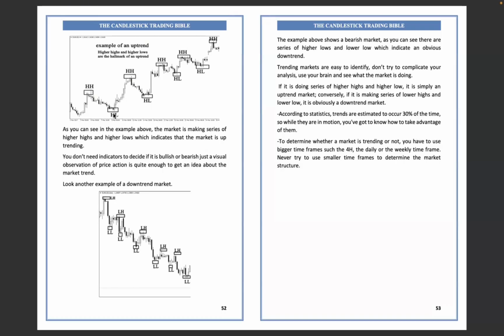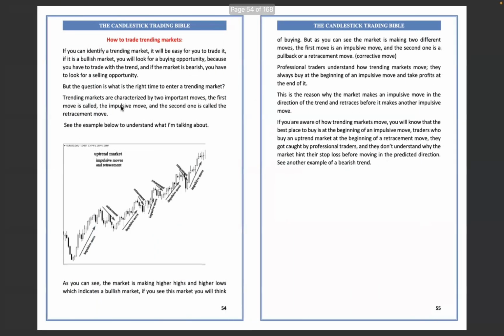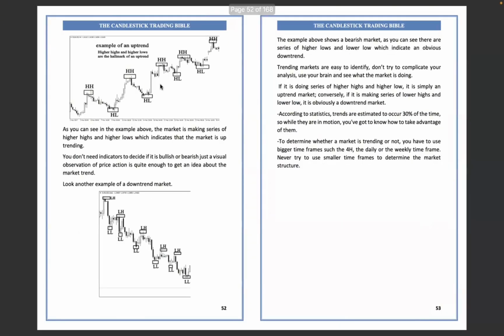And then this is the low that I created. After this low, price went up, created this high, and then it came down, created this higher low, and it went up, created this high. Okay, so that's it for an uptrend.